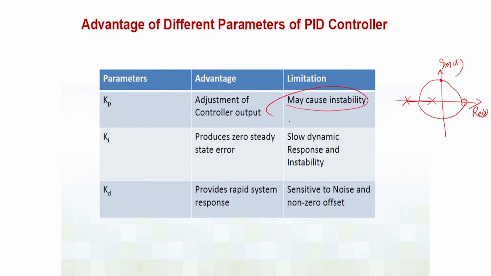Ki, on the other hand, can produce 0 steady state error, that is good, but it will slow down the response and it can create instability also. Kd will provide a rapid system response. The only problem is that, because it is a derivative type of operator, it will be sensitive to noise and non-zero offset. So, that we have to keep in our mind.